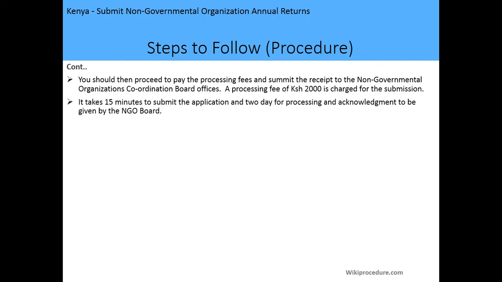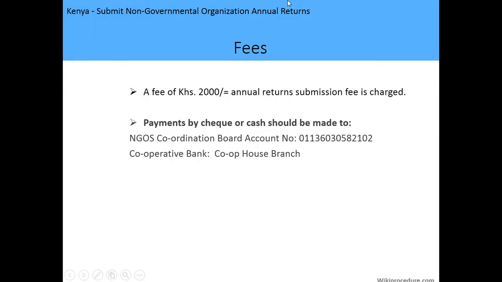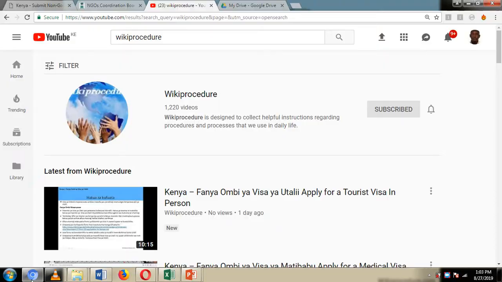The processing fee is 2,000 shillings and is charged for the submission. It takes 15 minutes to submit the application and 2 days for processing and acknowledgement to be given by the NGO coordination board. So let's just take a look at how this is done.